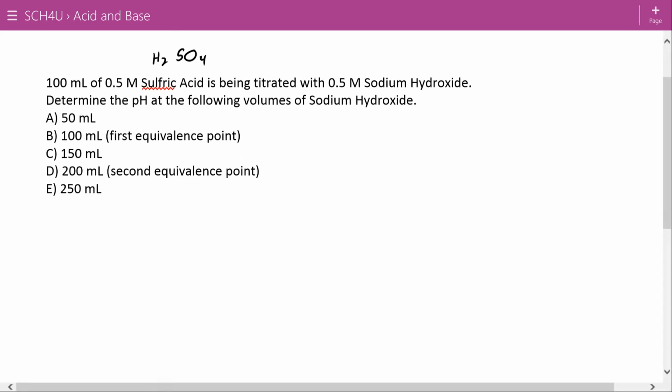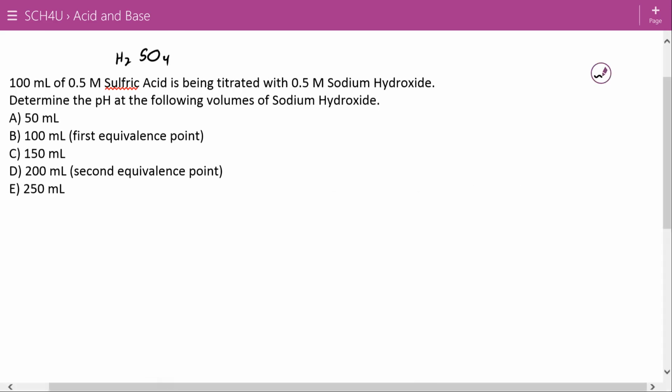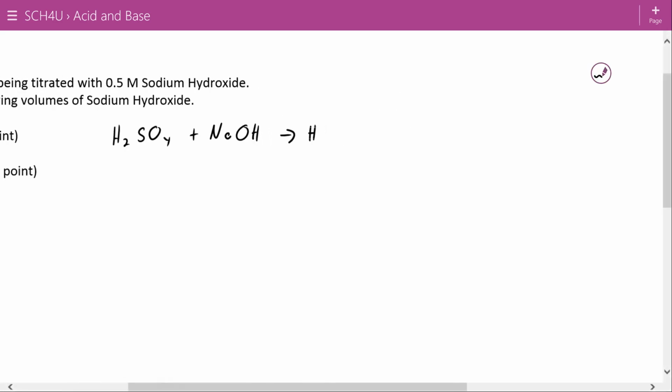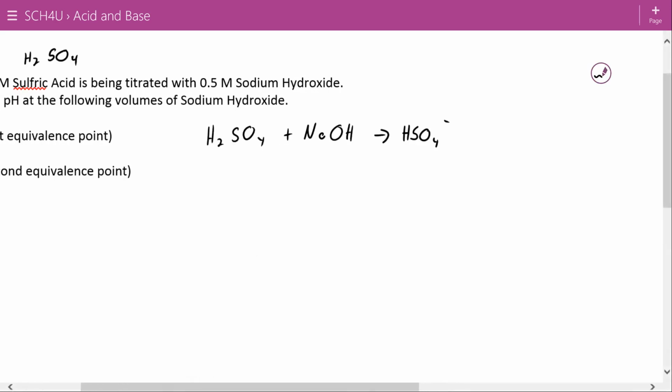So starting with A, 50 milliliters. The original chemical reaction here is going to be H2SO4 reacting with NaOH to form HSO4 minus. So the first thing that's going to happen here is one of those protons is going to get given up, and water, so that'll be the combination of that hydrogen and those hydroxides, and sodium ion.